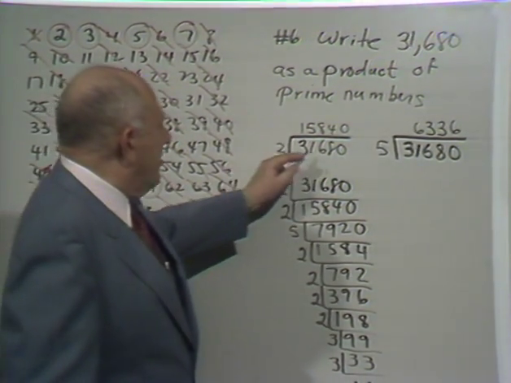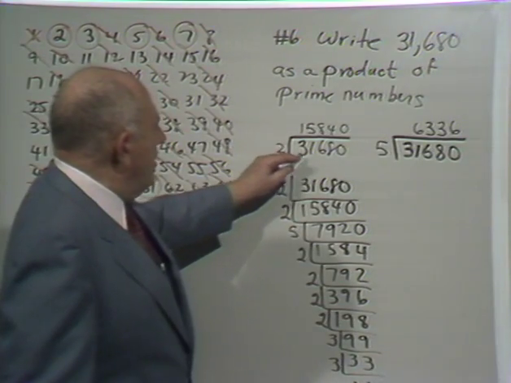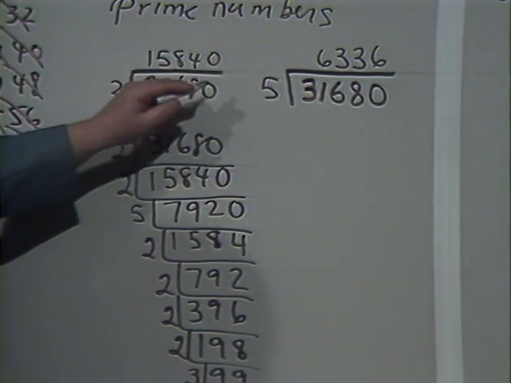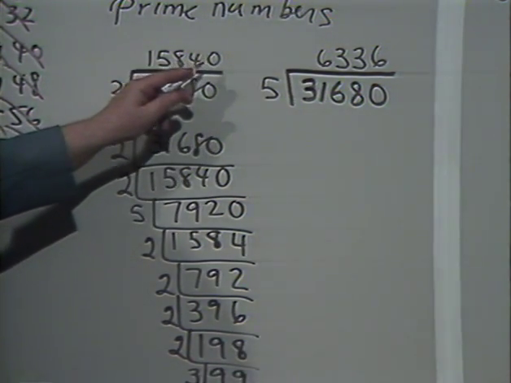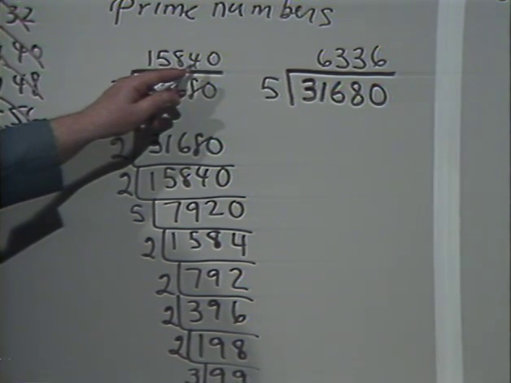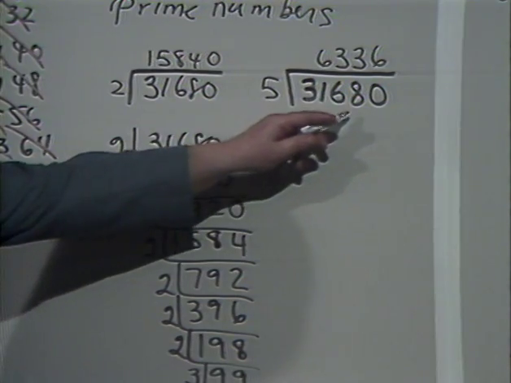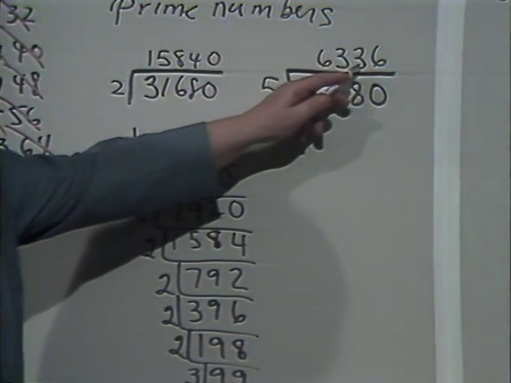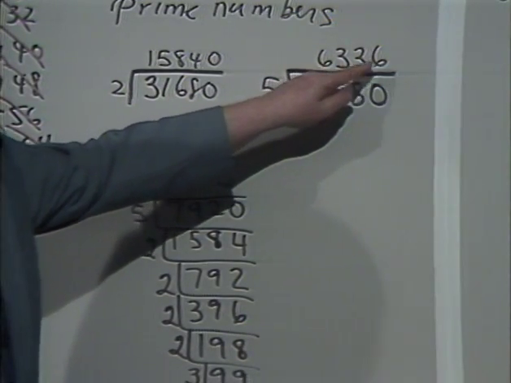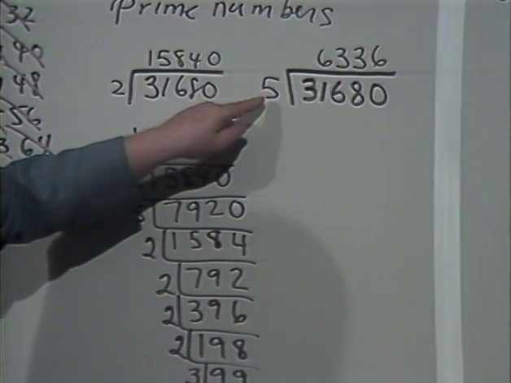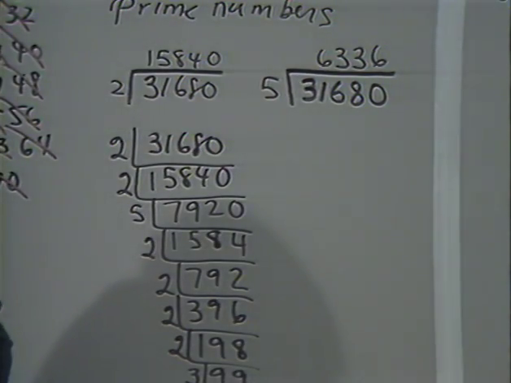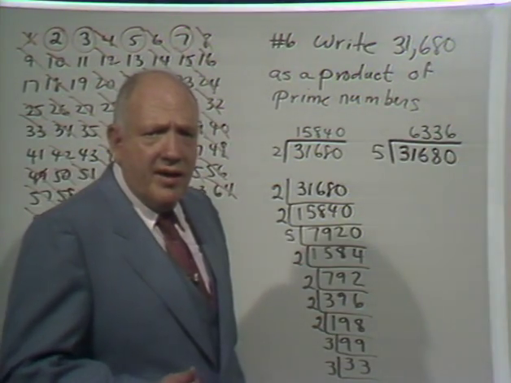See, I could have decided to divide by 2 first, in which case 31,680 would be 2 times 15,840. But 15,840 isn't a prime, so I could break that down further. How do I know it's not a prime? Ends in 0. It's divisible by 2 and 5. I could have divided by 5 first and got 6,336. See, 31,680 is also 6,336 times 5. How do I know this isn't the end? 5 is a prime number, but this one can't be a prime because it ends in 6. And any number that ends in 6 is divisible by 2.